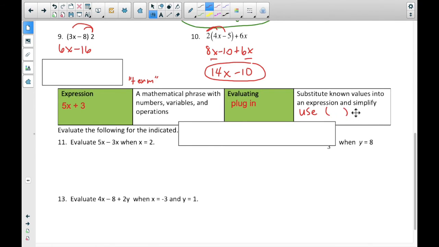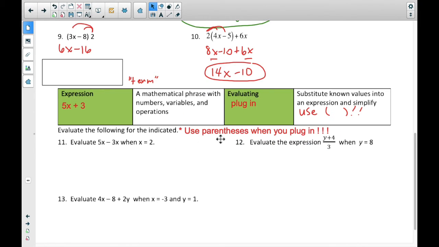That is super important. And the reason that's so important is negative signs. If you don't do it with the negative signs, it might throw you off. So let's go ahead and jump into some examples and see what we're going to do here. Okay, I had written that down here. Wherever you want to write that down is okay, but make sure you use parentheses.